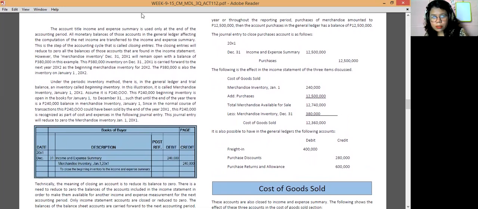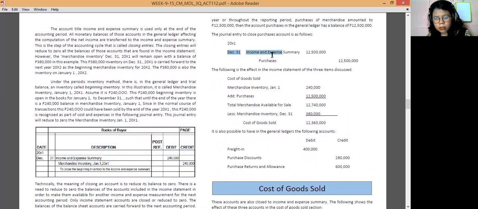Throughout the reporting period, purchases of merchandise amounted to 12,500,000. Then the account purchases in the general ledger has a balance of 12,500,000. So, paano siya, ano yung journal entry natin? So, the journal entry to close the purchases account is as follows. So, December 31, income and expense summary, 12,500,000 and purchases worth 12,500,000. So, under debit and credit. Then the following is the effect in the income statement of the three items discussed. So cost of goods sold: merchandise inventory January 1, 240,000, plus purchases of 12,500,000. So, ito yan.